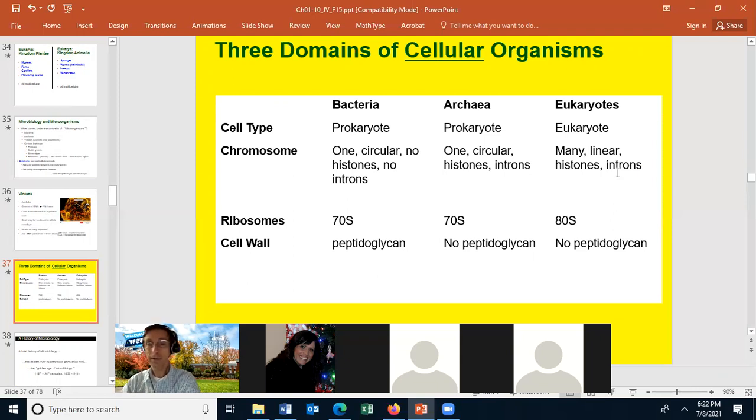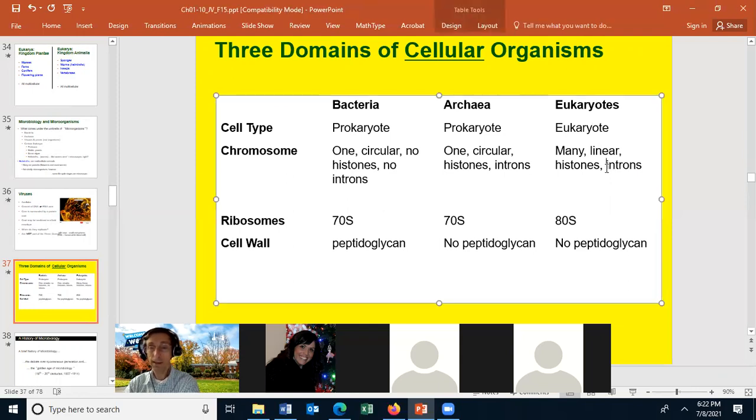And eukaryotes have in their genes regions of the genes that do not code for the product of the gene. And that region of the gene we call an intron. Bacteria do not have introns in their genes. Any question about any of that? All right, let's move on.